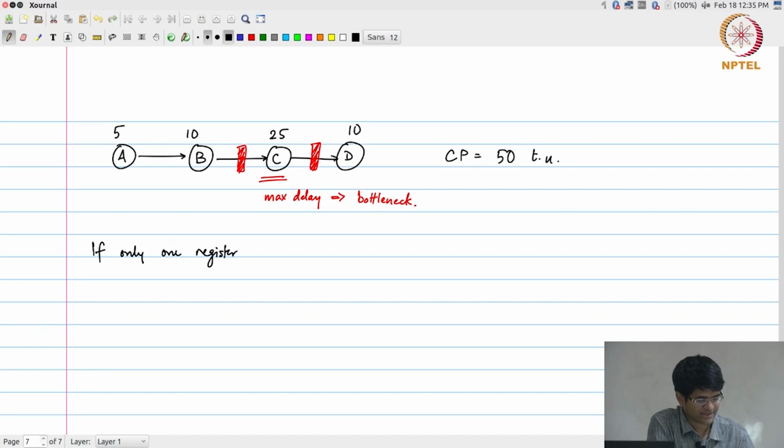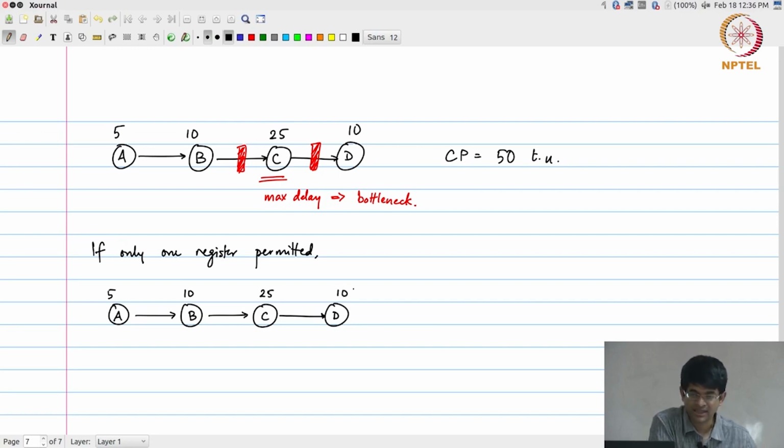That is, if only one extra register is permitted, where should you place it to minimize the critical path with the same delays? So 5, 10, 25, 10. Either I can put a register on the edge between A and B, or between B and C, or between C and D. Those are my 3 options. Where should I place it? In this case, between B and C would be the only sensible place to put it.